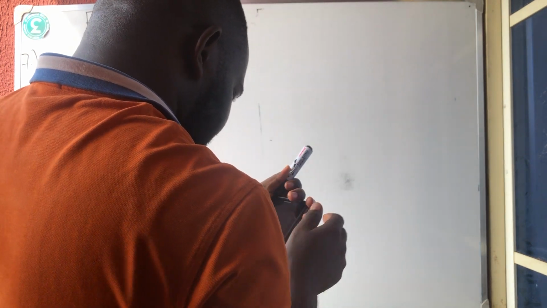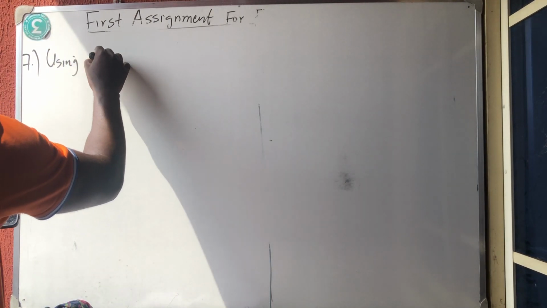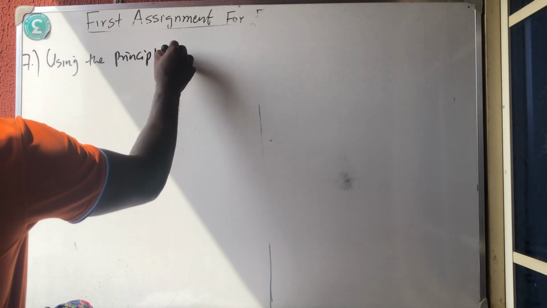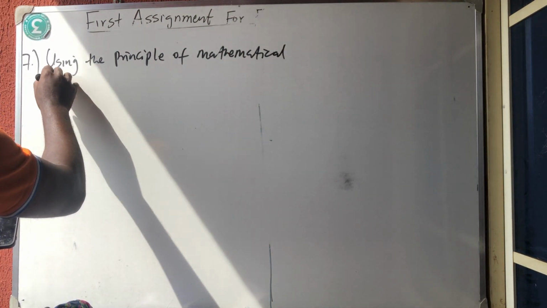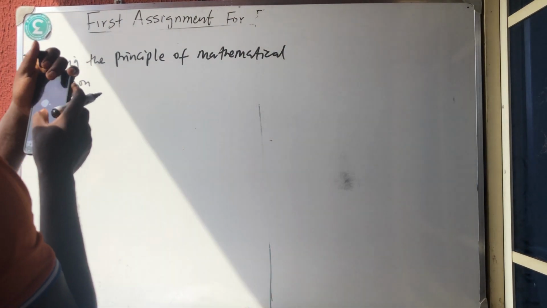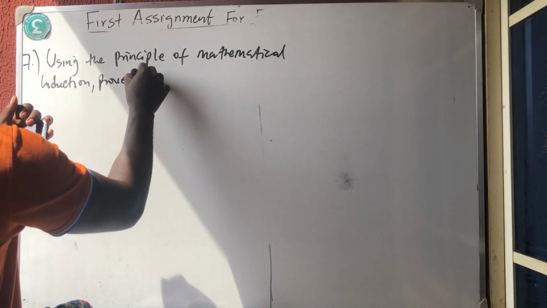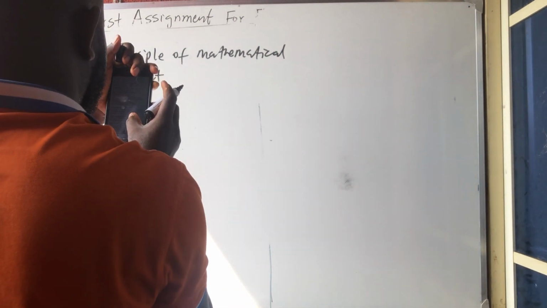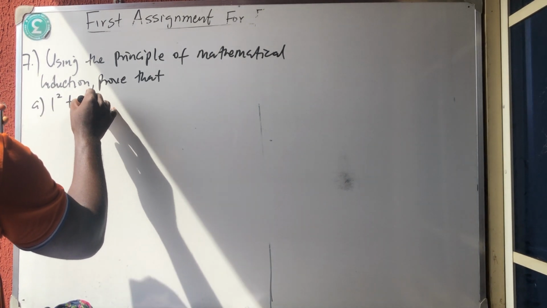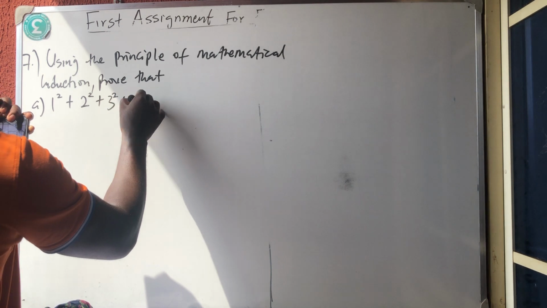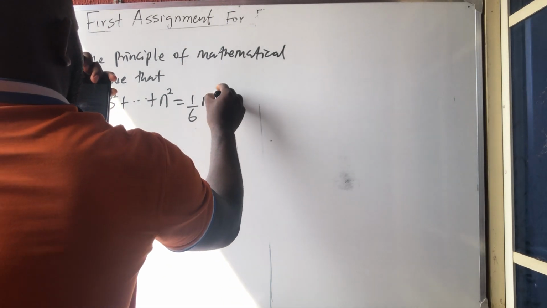Number 7 said, using the principle of mathematical induction, prove that 1 raised to power 2 plus 2 raised to power 2 plus 3 raised to power 2 plus ... plus n raised to power 2 is equal to 1 over 6 n bracket n plus 1 bracket 2n plus 1.